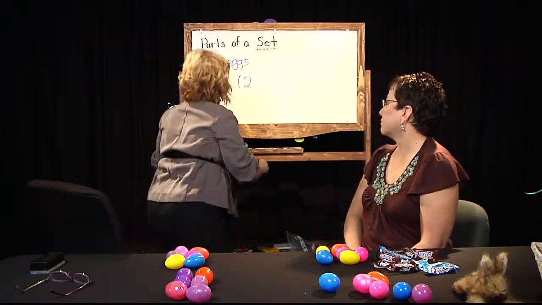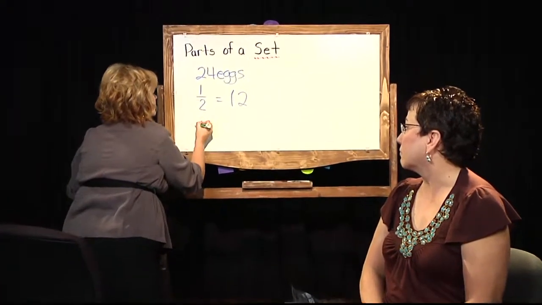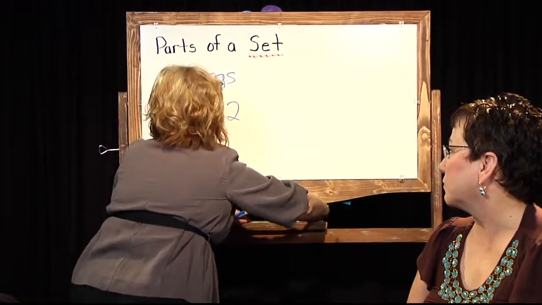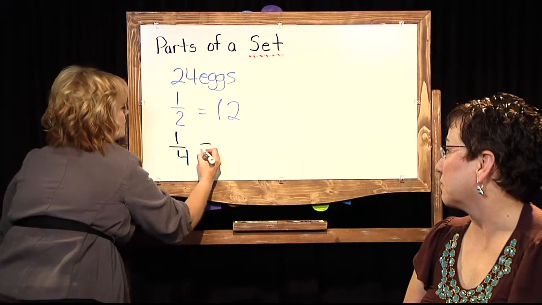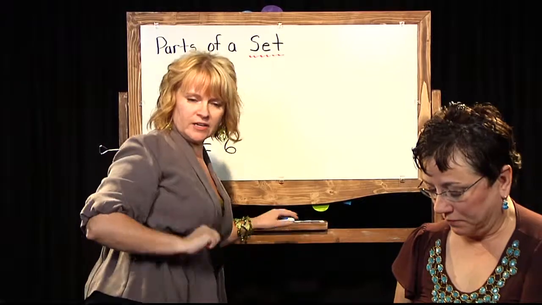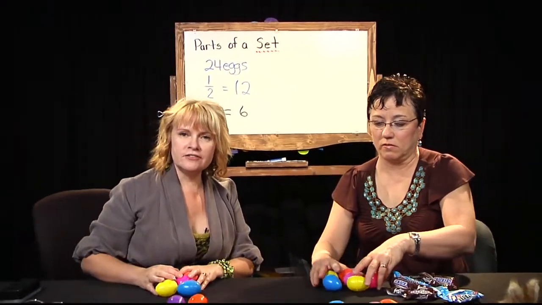So when we divided those 24 eggs into 1/4, that equals 6 eggs. Cool. That's a great idea of something you can do at Easter time, and also teaching your kids to fair share.